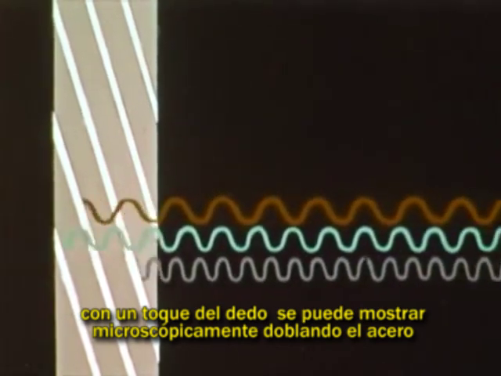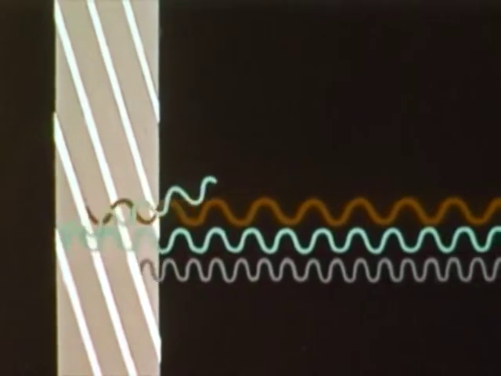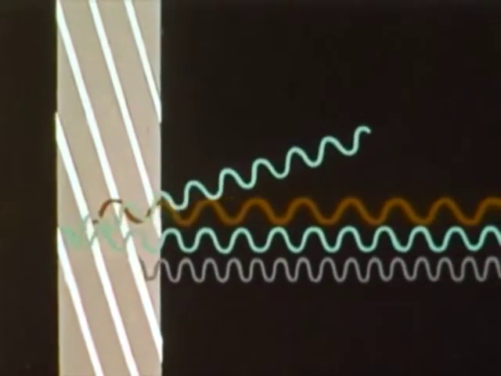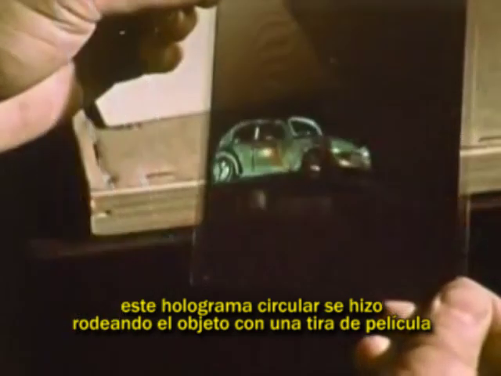Through holography, structural flaws can be seen in solid objects. The dark lines show a stress pattern. By aligning the real object with a hologram image of it, a tap of the finger can be shown microscopically bending the steel. This circular hologram was made by surrounding the object with a strip of film.